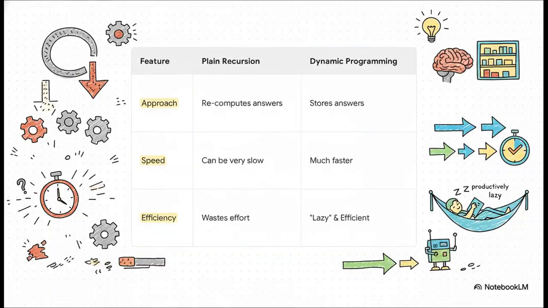Simple as that. And this comparison here just makes it crystal clear. With plain old recursion, you're recomputing answers, which, as we saw, can be painfully slow. But with dynamic programming, you're storing the answers. This makes it so much faster. It takes that wasteful process and turns it into something incredibly efficient. It is, like I said, the absolute definition of being productively lazy.